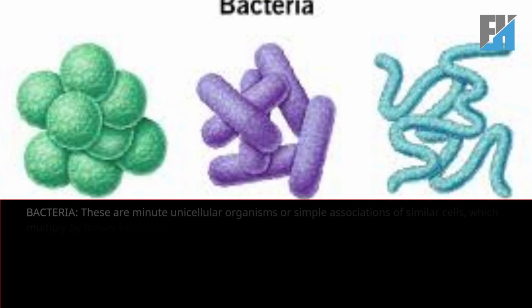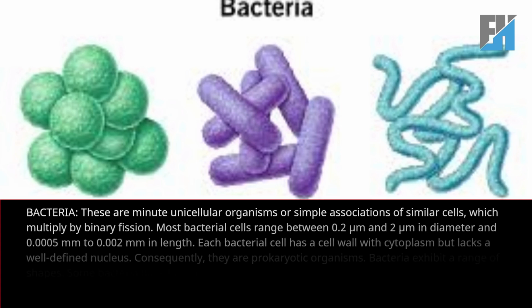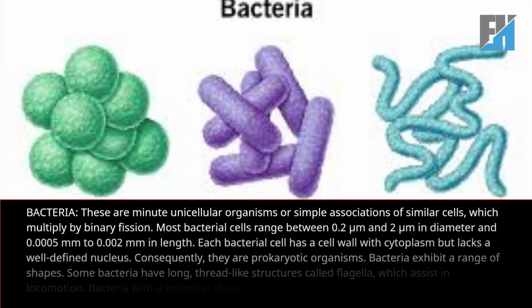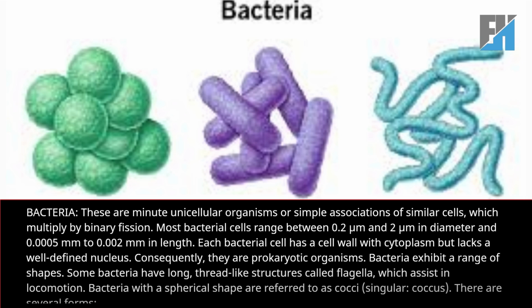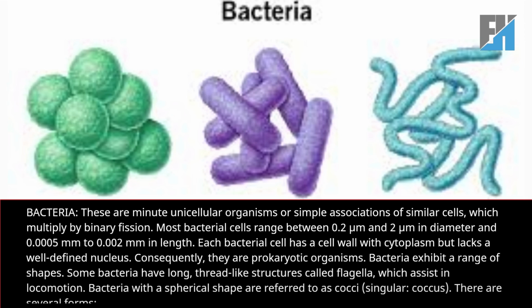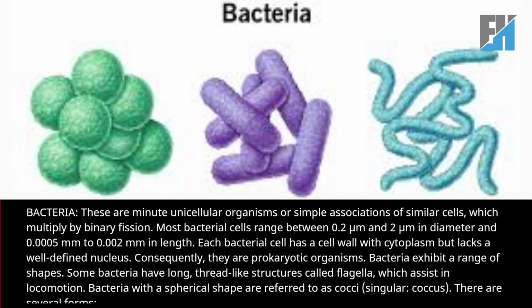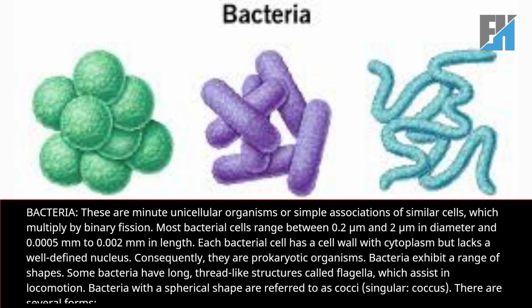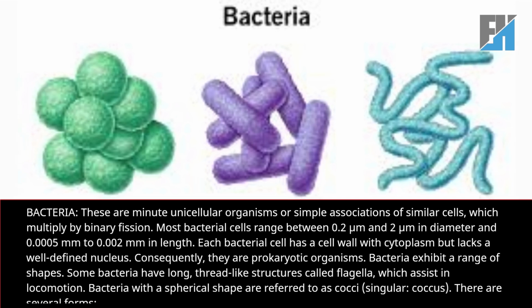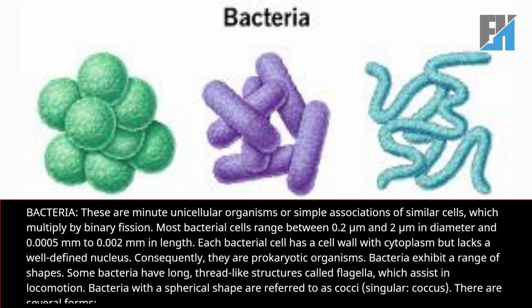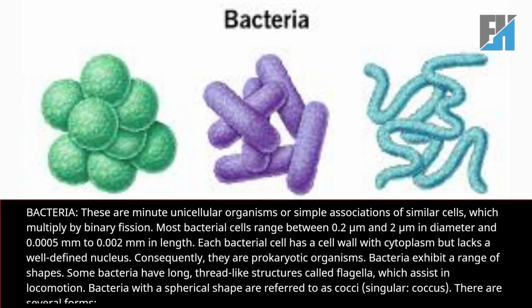Bacteria. These are minute unicellular organisms or simple associations of similar cells, which multiply by binary fission. Most bacterial cells range between 0.2 and 2 micrometres in diameter and 0.0005 mm to 0.002 mm in length. Each bacterial cell has a cell wall with cytoplasm but lacks a well-defined nucleus. Consequently, they are prokaryotic organisms.